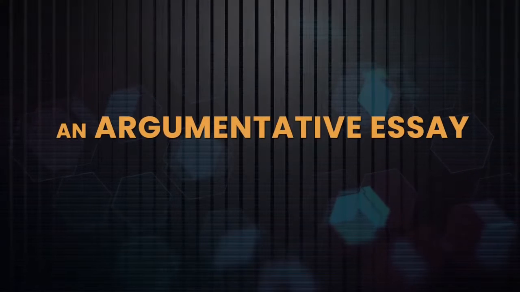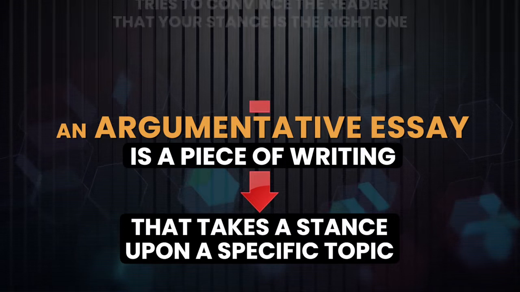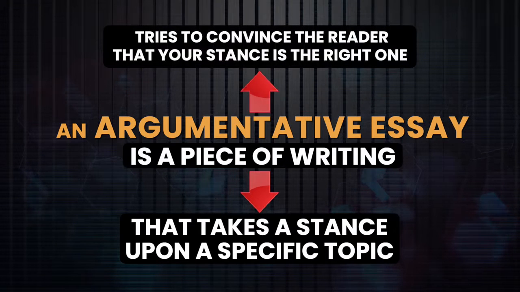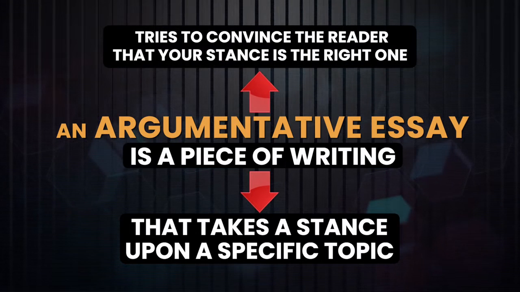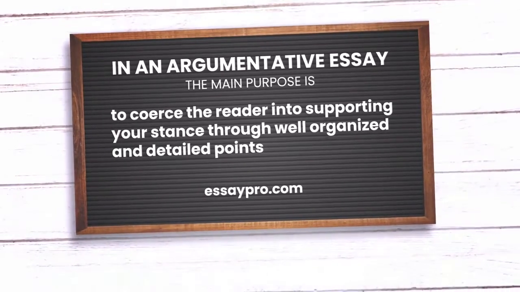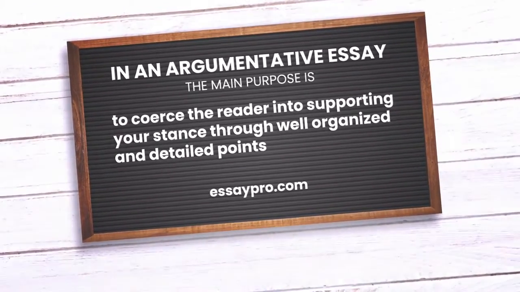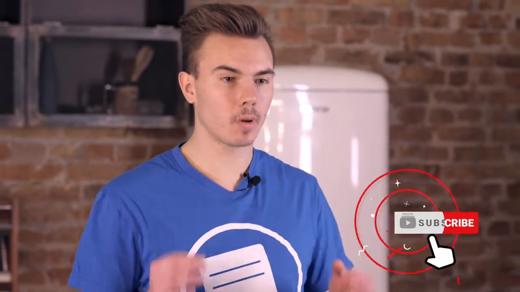An argumentative essay is a piece of writing that takes a specific stance upon a specific topic and tries to convince the reader that your stance is the right one. In an argumentative essay, the main purpose is to coerce the reader into supporting your stance through well-organized and detailed points. Trying to convince people that you are right is no small feat, and several important steps go into this.